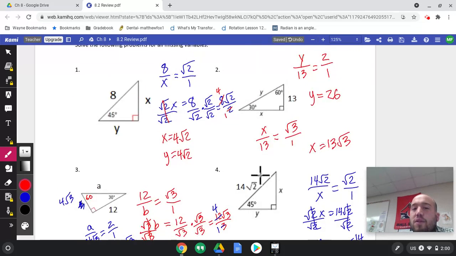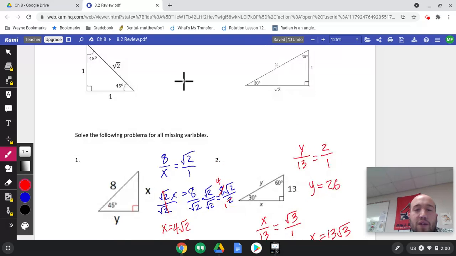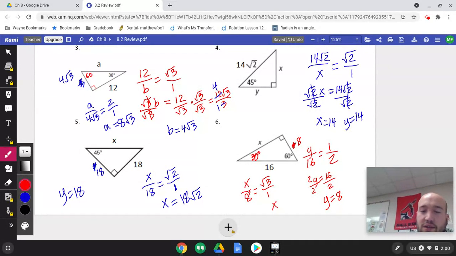Now when I talk about our template, I mean these two. If you don't have these handy, be sure to write them in your notes. Take a picture of them. You always need to refer to these when dealing with 30, 60, 90 triangle or 45, 45, 90. So we cross multiply. We're going to get 2y equals 16. We divide by 2, we get y equals 8. Now to finish it out, the last one, x divided by 8 equals, we know the x is across from 60, so square root of 3 over 1. We cross multiply, we get x to equal 8 square root of 3.